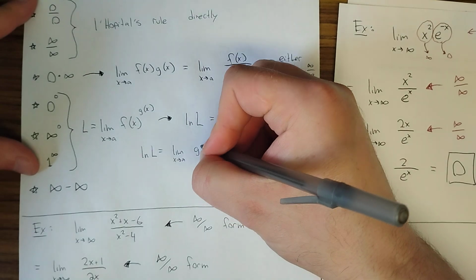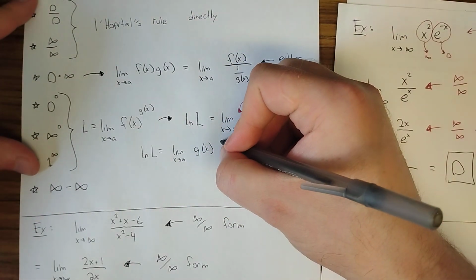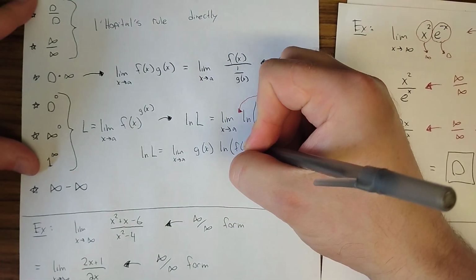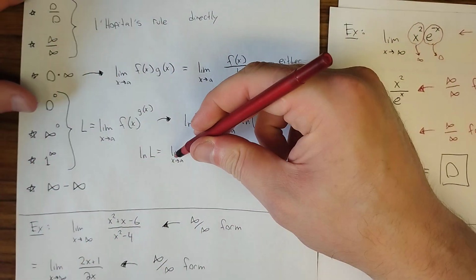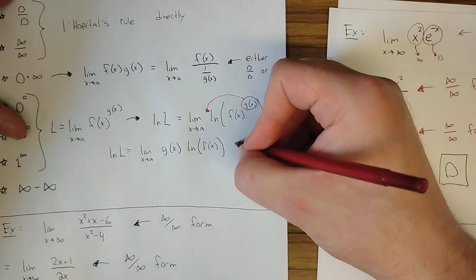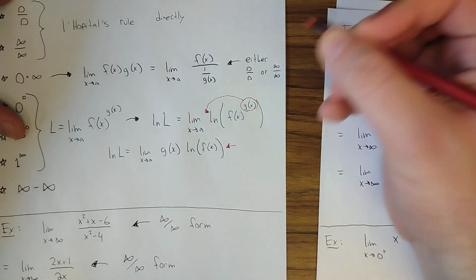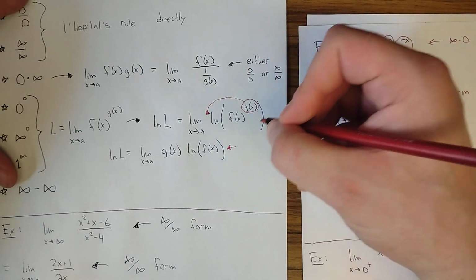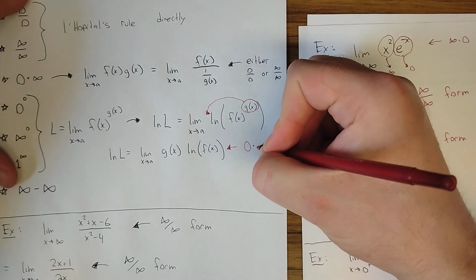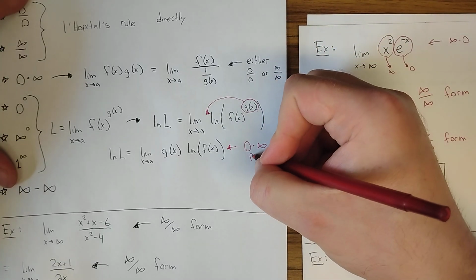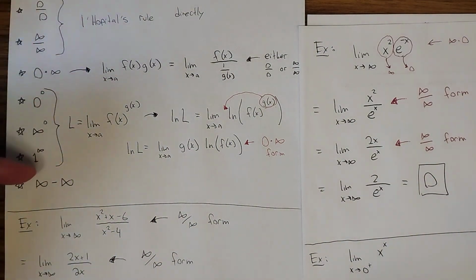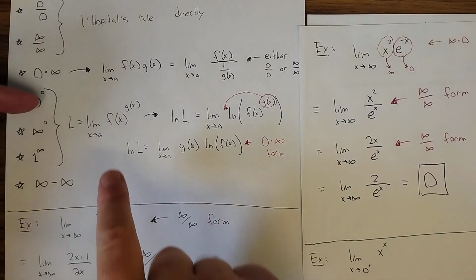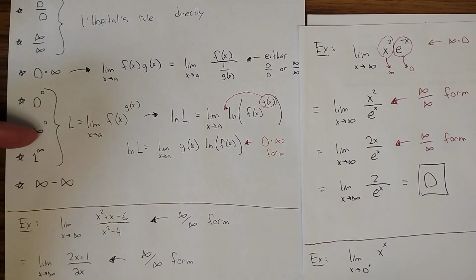So I get g of x times ln f of x. This new limit should always be a 0 times infinity form. And it depends which case you're in, because there's 3 possibilities. Either f of x and g of x are both going to 0, or f is going to infinity and g is going to 0, or it's like this.